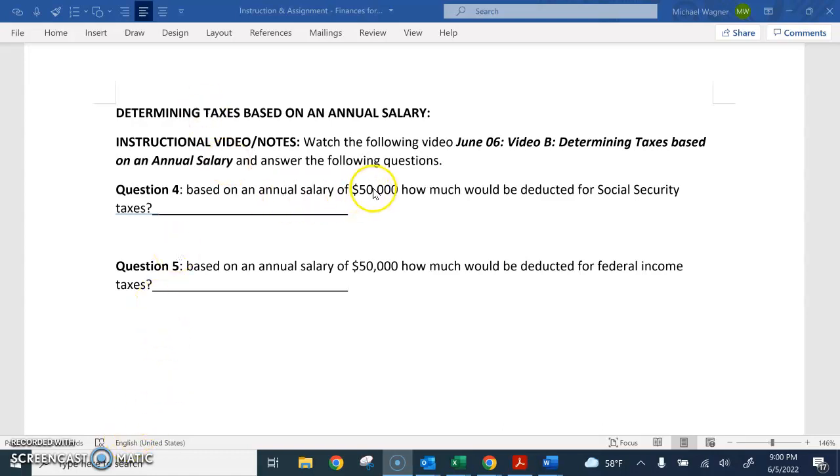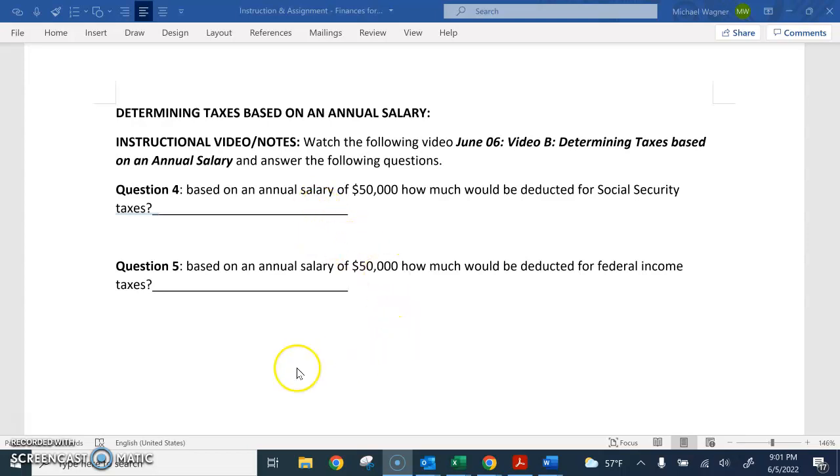Okay, so to figure out if someone has an annual salary of $50,000, how much would be deducted for Social Security taxes? First, Social Security taxes, if you're not familiar, is money that is taken out of your paycheck and in a sense saved for you throughout your working life so that when you retire, usually at about the age of 65 to 67, I think at this point it's going to be 67 pretty soon, you then begin to get an annual pension after you retire so that you can use that for part of the money that you live on after you retire.